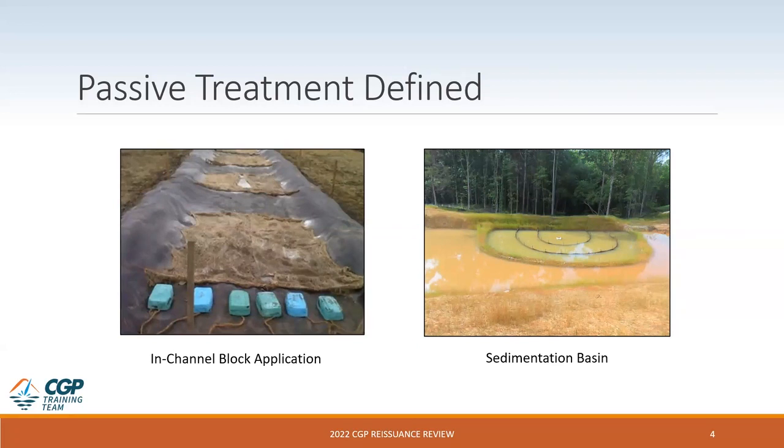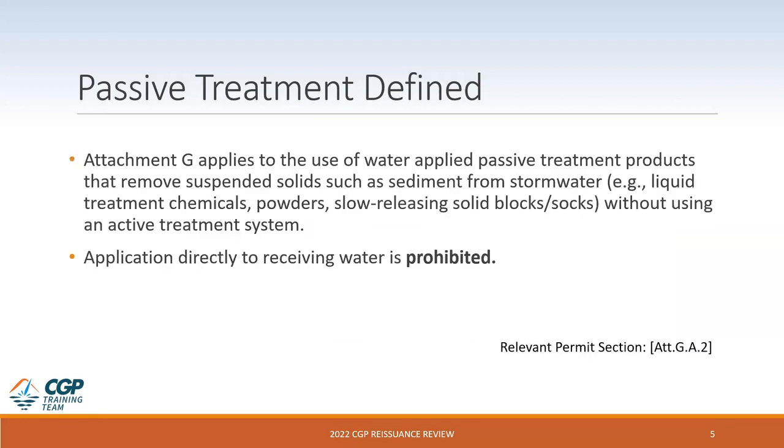On the right, we have a sedimentation basin, and often those in-channel setups would then flow to a sediment BMP, such as a sedimentation basin, just allowing for those sediment particles to again settle out and be removed from that stormwater prior to discharge. So just a few examples of what a passive treatment system may look like.